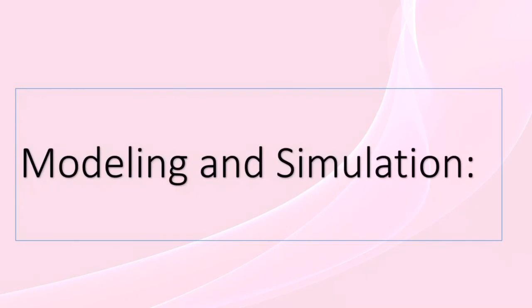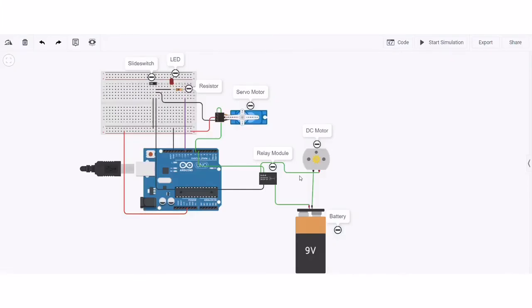Modeling and simulation. So, this is our circuit diagram simulation module. Our circuit consists of a slide switch, LED, resistor, servo motor, relay module, DC motor, and a battery. Our model was divided into three subsystems. The first subsystem would consist of an IR sensor and an LED, but due to the non-availability of the IR sensor, we have replaced it with the slide switch, and the LED is present. The second subsystem consists of the servo motor and the third subsystem consists of the DC motor.